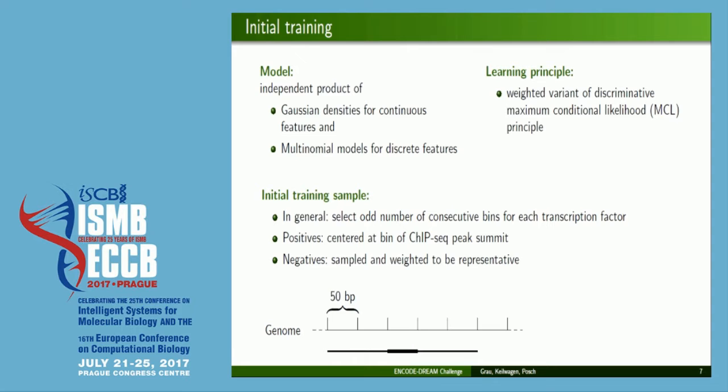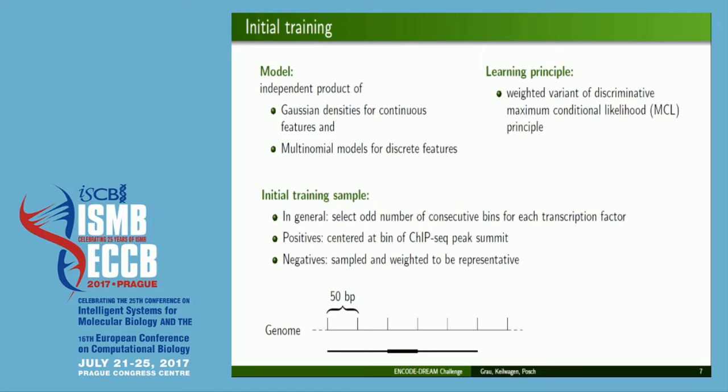And again, we had the problem that the number of negatives by far exceeds the number of positives, so the number of regions that are indeed bound. And we didn't want to use all those negatives as a negative training sample. And we thought about different ways of subsampling the genome and tried different strategies and came up with a sample along the genome that should be representative, which we accomplished by weighting that sample, but also should contain complicated cases like regions that are open chromatin.